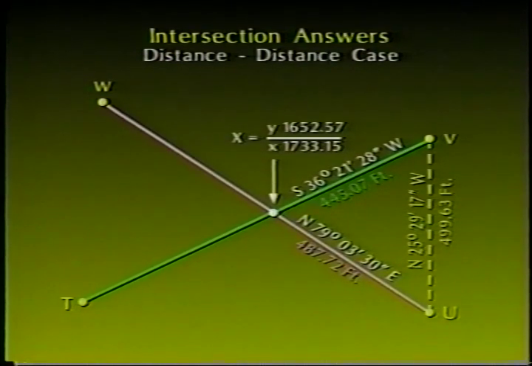The coordinate value of station X is Y 1652.57 and X 1733.15. The bearing of line V to X is south 36-21-28 west. The bearing of line U to X is north 79-03-30 east.